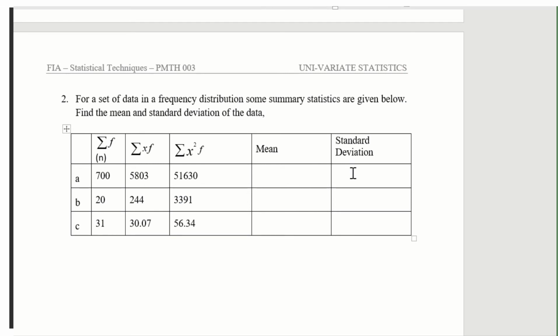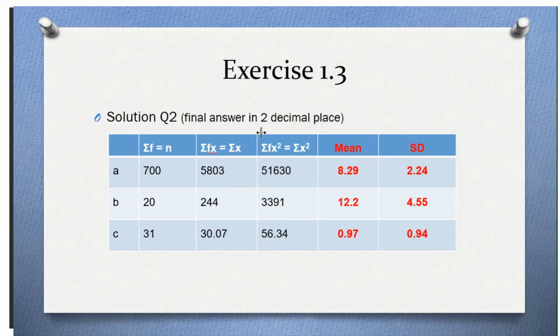This should be no problem. Why? Formulas are given. How to find mean? 5803 divide 700. How to find standard deviation? Apply the formula and get it done. Same goes to all 3. So these are the answers. They ask for 2dp, that's why you put it in 2dp.